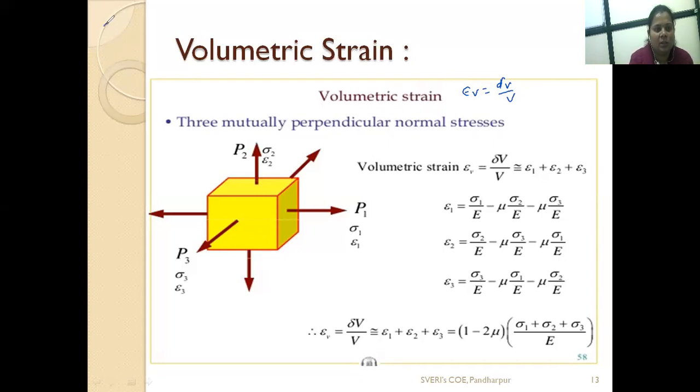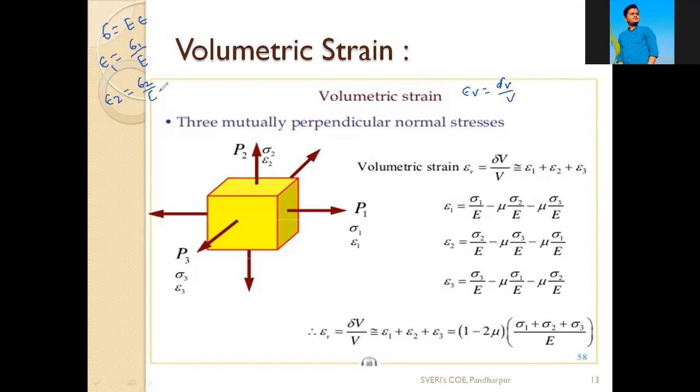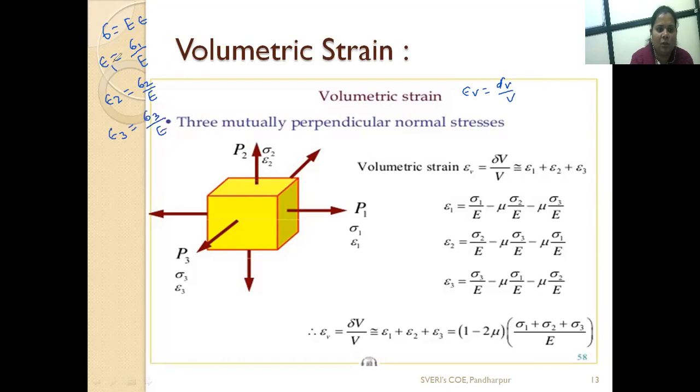Hooke's law is sigma equal to E into epsilon. So whenever you have to find a strain, strain is equal to sigma divided by Young's modulus. On plane 1, epsilon 1 is sigma 1 upon E; on plane 2, epsilon 2 is equal to sigma 2 upon E; and on plane 3, epsilon 3 is equal to sigma 3 upon E. These formulas come from Hooke's law. Now we will discuss mu, which is Poisson's ratio: minus lateral strain divided by linear strain.